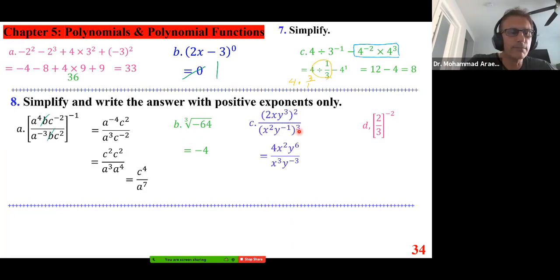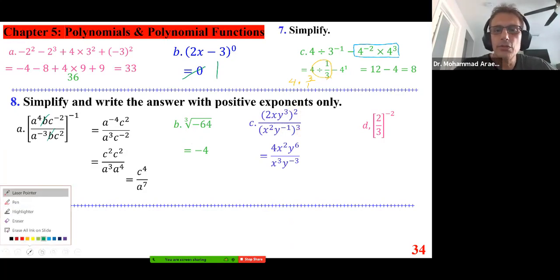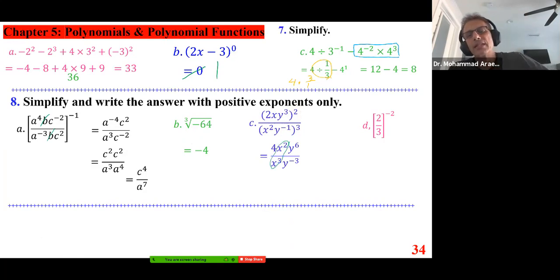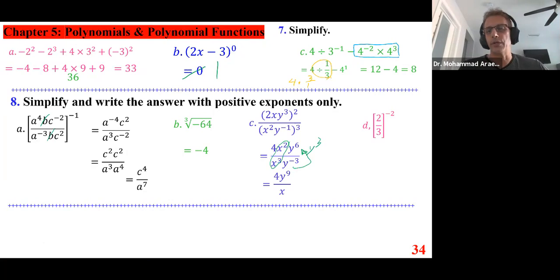First and foremost, these two cancel each other, and they give us x in the denominator. This one comes up as y cubed, and with y to the power of 6 becomes y to the power of 9. And number 4, of course, is intact up there. It's not going anywhere. Part D, flip it over to the power of +2. This is one of the properties we discussed, and therefore 9 over 4.